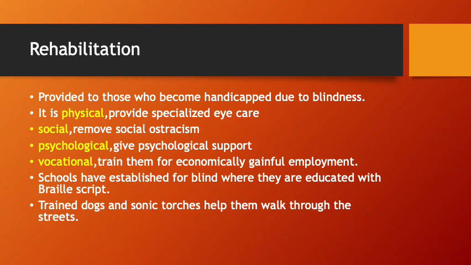Now coming to the rehabilitation, it is provided to those who become handicapped due to blindness. This rehabilitation can be physical, in which we provide specialized eye care. It can be social, in which we try to remove the social exclusion due to blindness. It can be psychological, in which psychological support is given, or vocational, in which we train them for economically gainful employment. Schools have been established for the blind where they are educated with Braille script. Trained dogs and sonic torches also help them to walk through the streets.